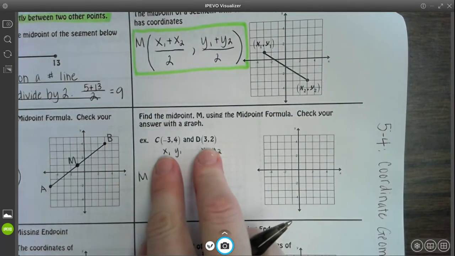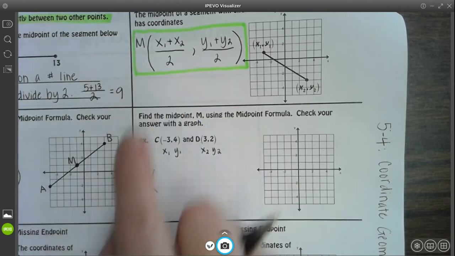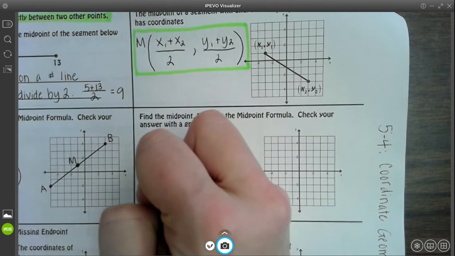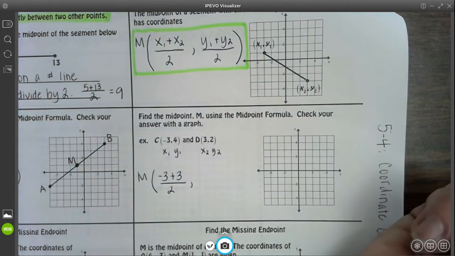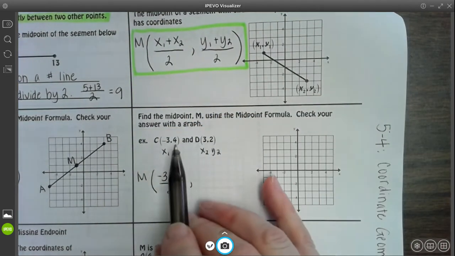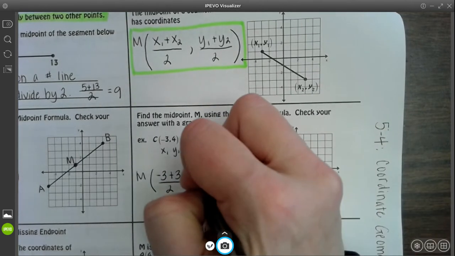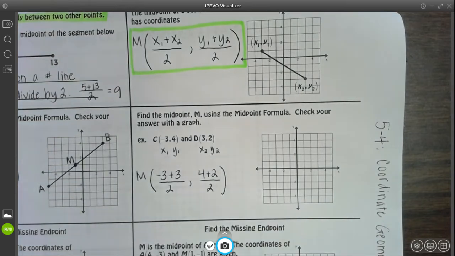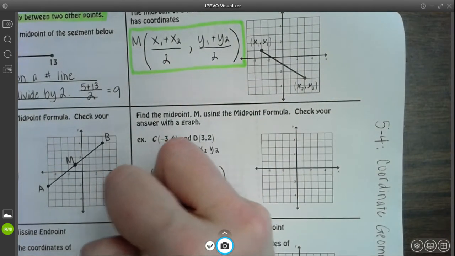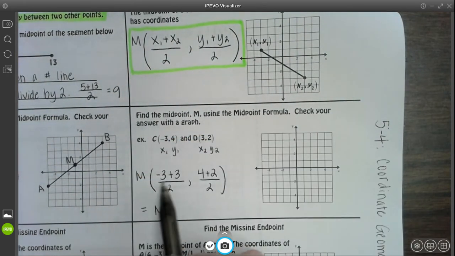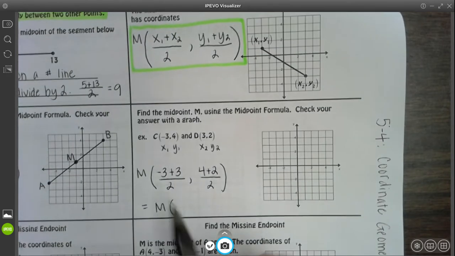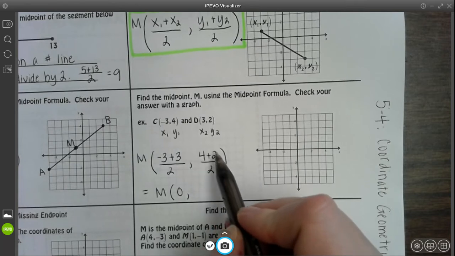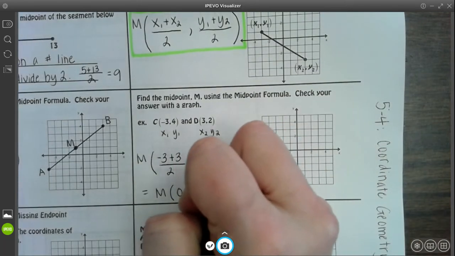Now our x and our x, we're going to start with adding the x coordinates and dividing by 2. So our x's are -3 and +3. So -3 plus 3 and then divide by 2. And then we're going to do the same thing with our y coordinates, which are 4 plus 2, and divide by 2. Okay. So now if I were to simplify those, -3 plus 3 is 0, and 0 divided by 2 is still 0. For the second coordinate, 4 plus 2 is 6, and 6 divided by 2 is 3.